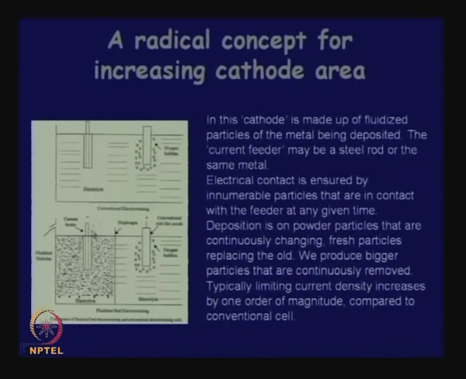In a fluidized bed setup, we separate the two chambers. The anode remains as it is, because it is a permeable diaphragm, a kind of membrane, the electrolyte permeates. But in this chamber we have a current feeder, then there is a diaphragm here through which electrolyte is pumped, and a whole lot of particles are fluidized. These are particles of the metal that are supposed to be deposited here.